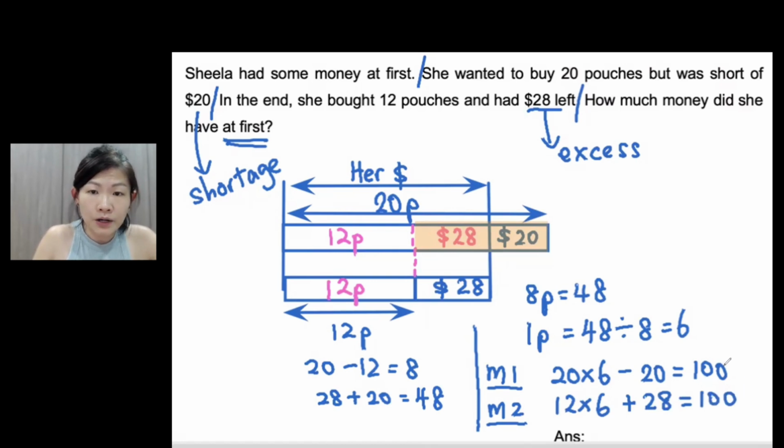So if you notice that whether I use the top bar or the bottom bar, both of them should give me $100 in the end. So that will also mean that actually we have a very high level of accuracy that the answer is correct. Okay. All right.